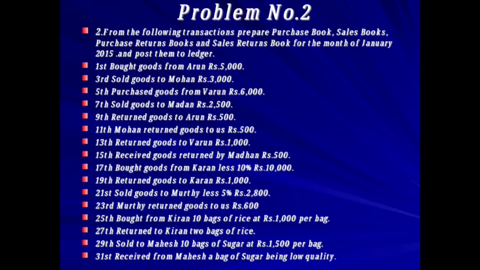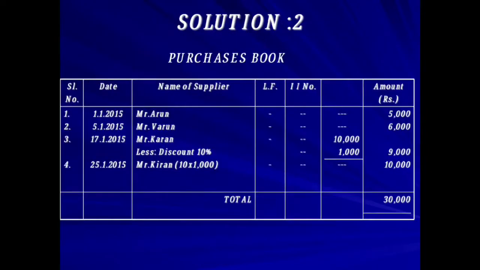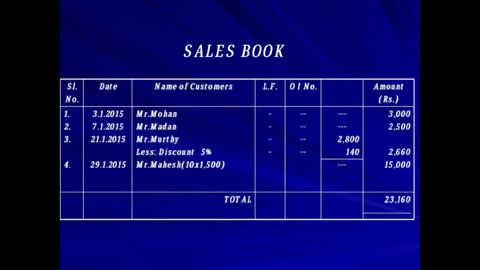29th. Okay, sold to Mahesh 10 bags of sugar at rupees 1,500 per bag. So we have sold 10 bags of sugar. To whom we have sold? Mahesh. Per bag how much does it cost? 1,500 per bag. Sold means where you have to record it? In the sales book now, right? So see in the sales book, last entry.